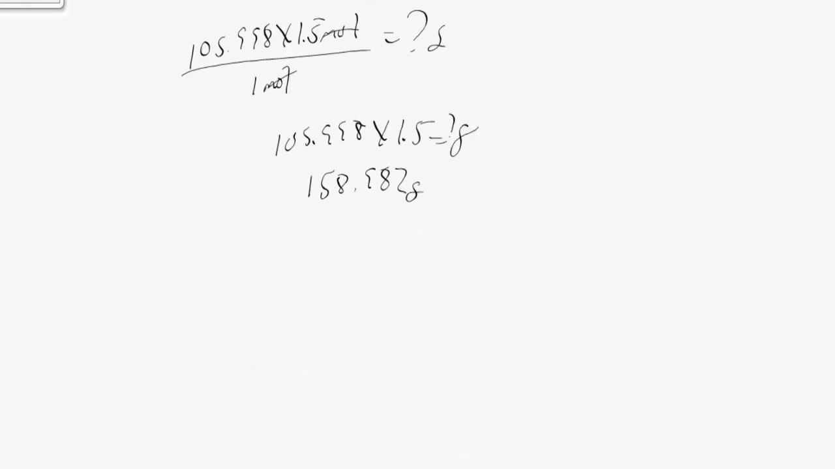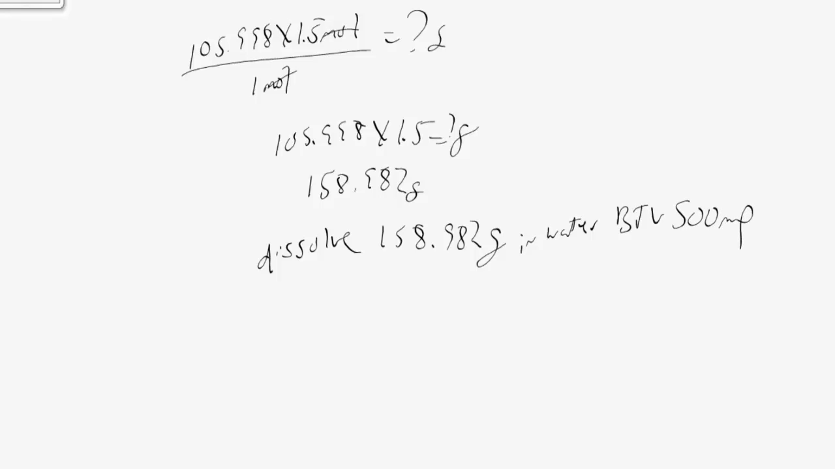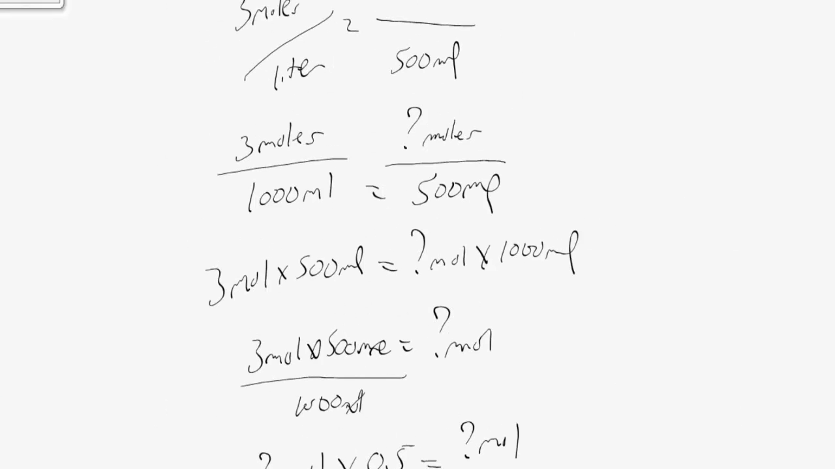So then the thing is, we dissolve 158.982 grams in water and bring to volume 500 mL. So what we've got is 1.5 moles in 500 mils, which is 3 molar. 1.5 moles in 500 mils would be equal then to 3 moles in 1 liter. So we did that in our two proportions.